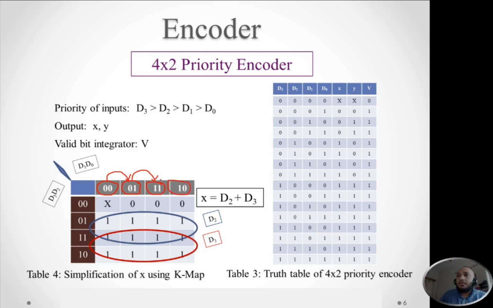Similarly from this state to this state only D0 changed from 1 to 0, and from this state to this state only D1 changed from 1 to 0. So we can think of this as a circular shape like this: 0 0 here, 0 1, 1 1, 1 0. Similarly we can say the same things for the input states D3 and D2.